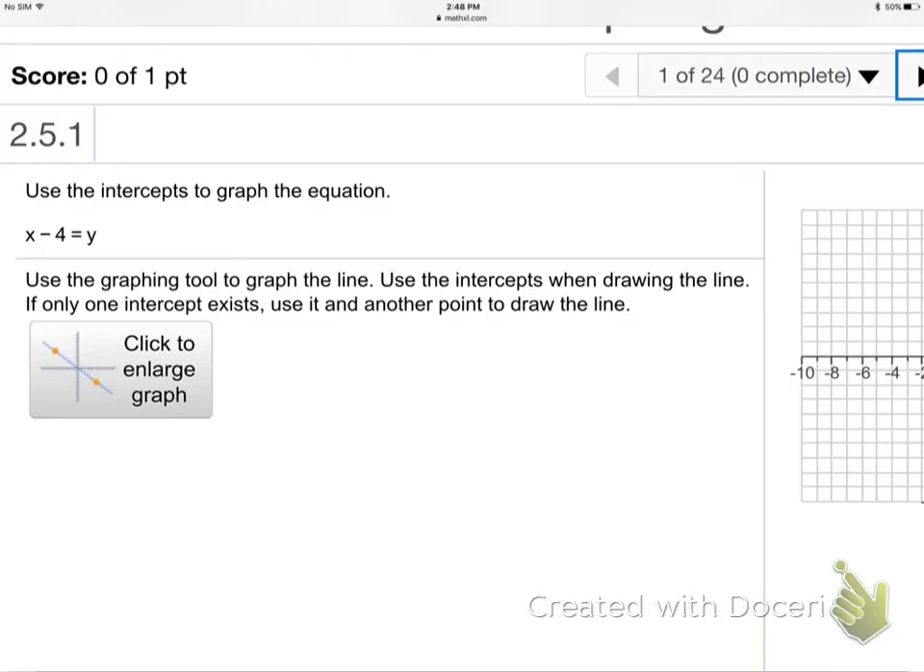Okay, so they want me to graph, or use the intercepts graph. X minus 4, let me change that up. X minus 4 is y. Can you graph that? Y is already alone. Doesn't matter if y is on the right side or left side. If that bugs you, just go ahead and move y over here. It's the same thing, right?